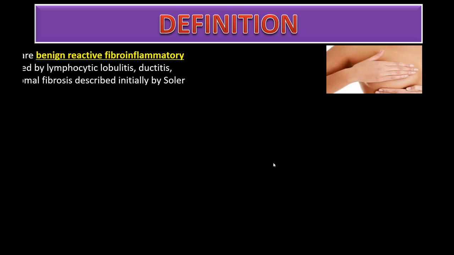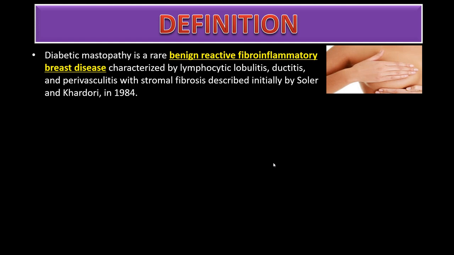Definition: diabetic mastopathy is a rare benign reactive fibroinflammatory breast disease characterized by lymphocytic lobulitis, ductitis, and perivasculitis, with stromal fibrosis, described initially by Sola and Carduri in 1984. It represents fewer than 1% of benign breast lesions.